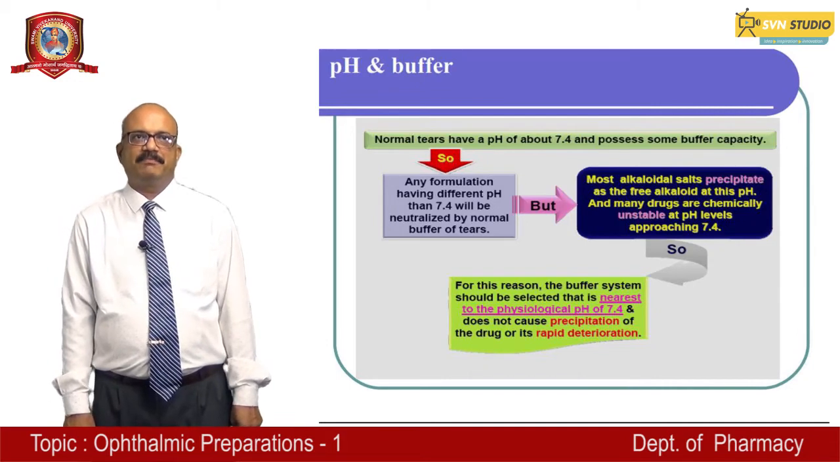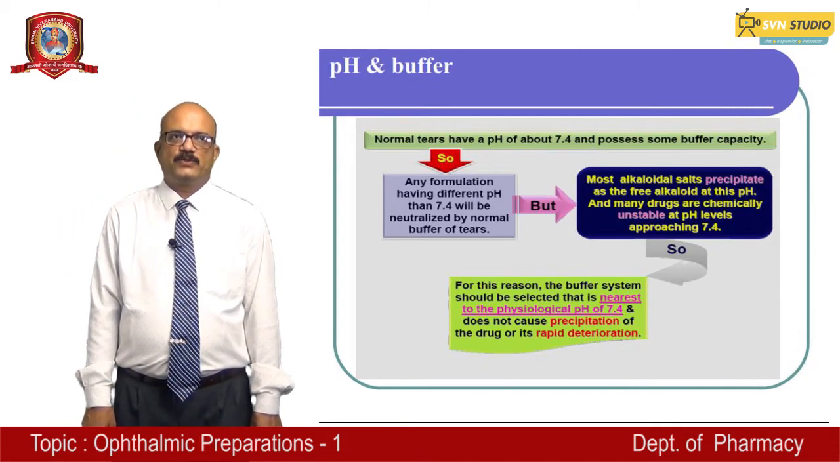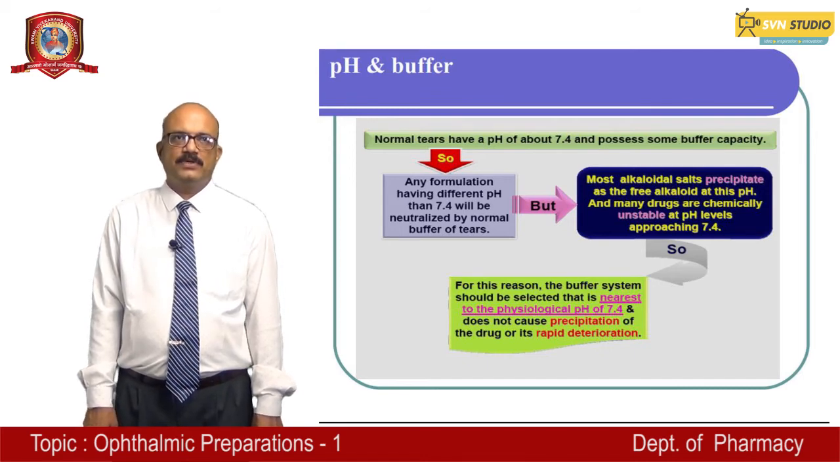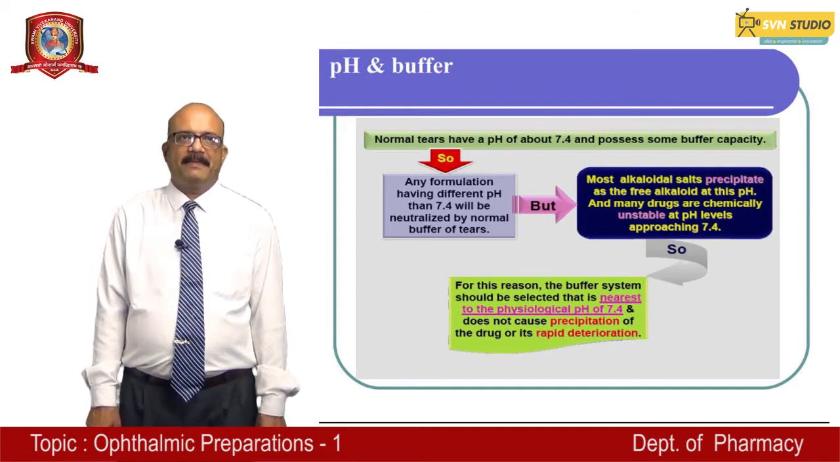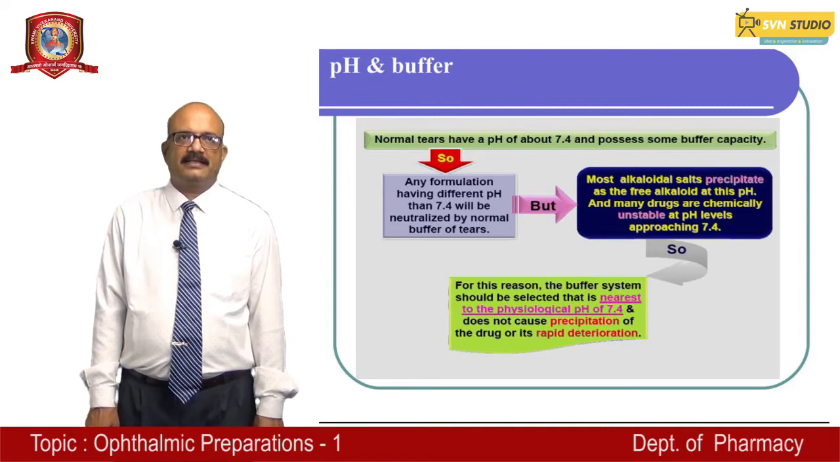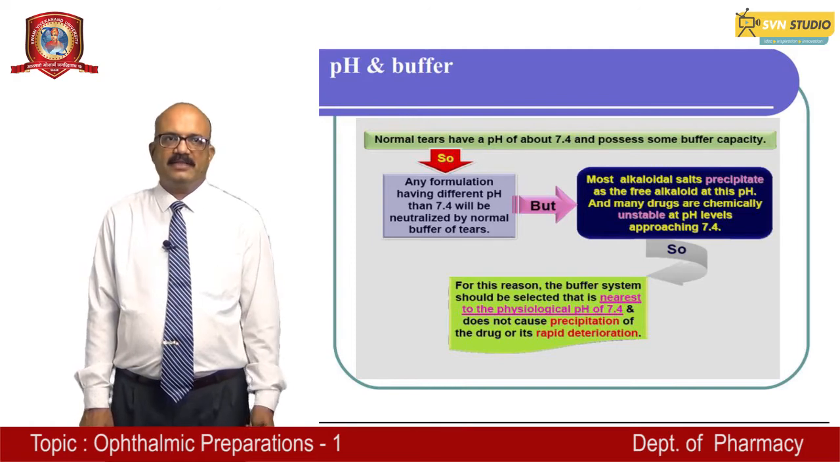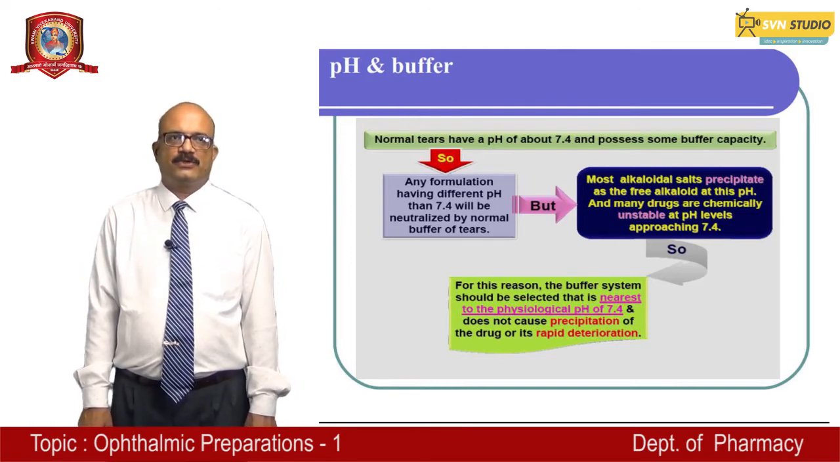Normal tears have a pH of about 7.4 and possess some buffer capacity. So you can say that any formulation having a different pH than 7.4 will be neutralized by normal buffer tears, but most alkaloidal salts precipitate as the free alkaloid at this pH, and many drugs are chemically unstable at pH levels approaching 7.4.